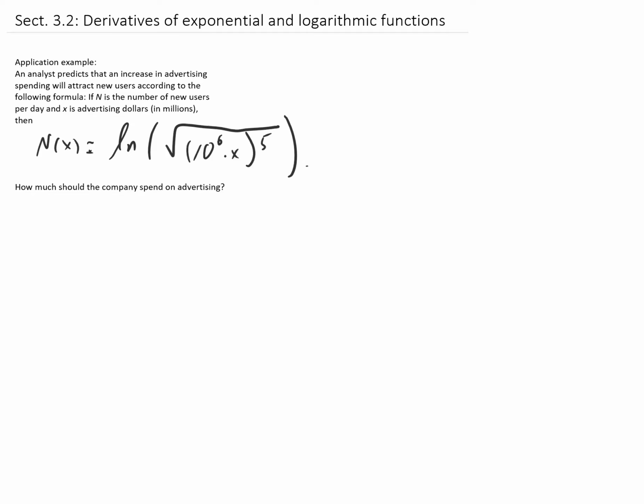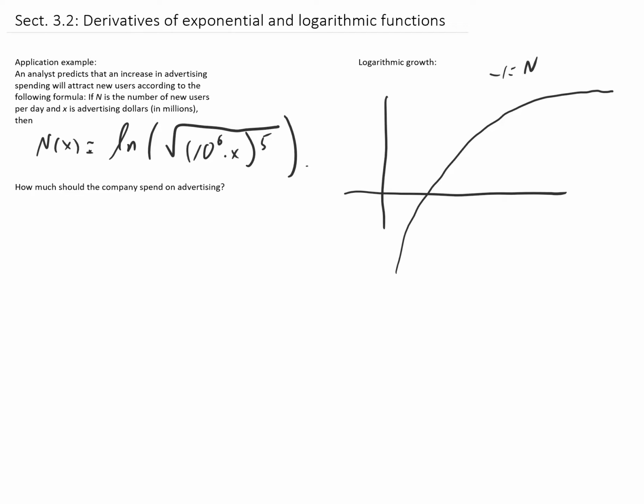An analyst predicts that an increase in advertising spending will attract new users according to the following formula. If n is the number of new users per day and x is advertising dollars in millions, then n of x is the natural log of the square root of a million x to the fifth. How much should the company spend on advertising?